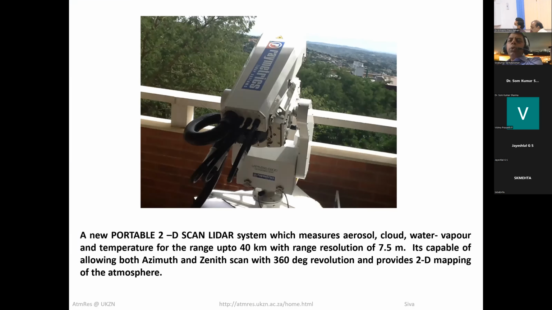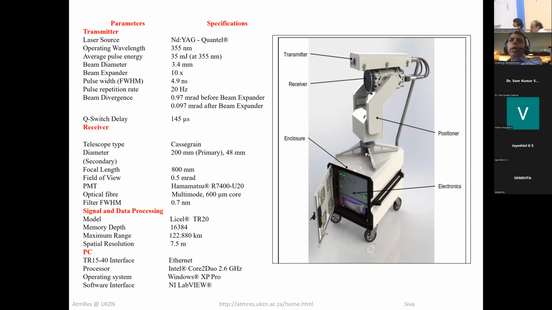So this is a 2-dimensional scanning radar, which we use for aerosol, cloud, water vapor and temperature measurements up to 40 kilometers, depending, of course, on the laser signal. If the signal is high and powerful, then we are able to measure up to 240 kilometers. So what does it do? These are, again, the major characteristics of the lasers. We have a transmitter port, the receiving port, signal and data processing, and then the PC.